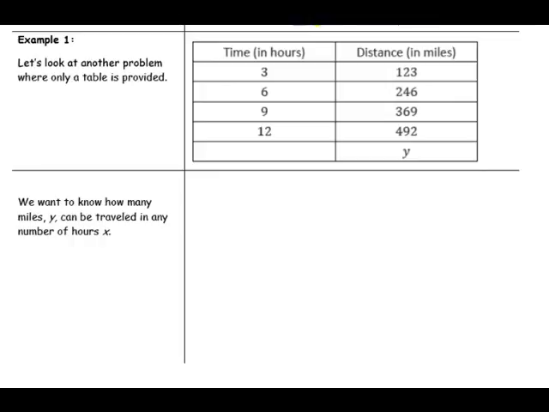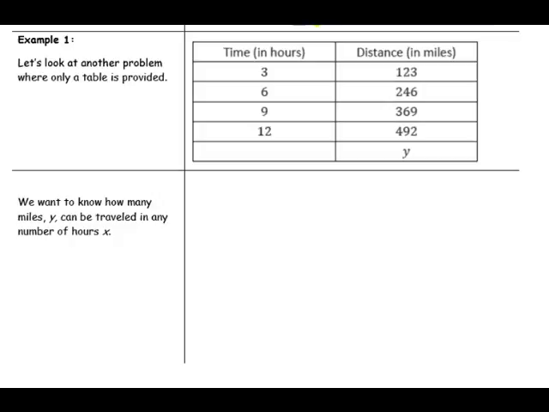In example 1, this relates the time in hours compared to distance in miles, and this is a different problem. This is no longer Paul. We want to know how many miles, y, can be traveled in any number of hours, x. Using our previous work, what should we do? We can write and solve a proportion that contains both x and y, or use the table to help us to determine the unit rate.